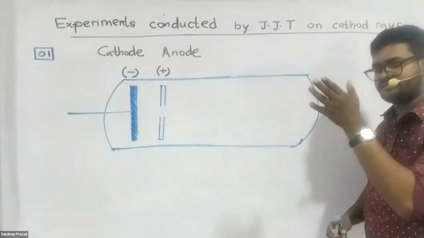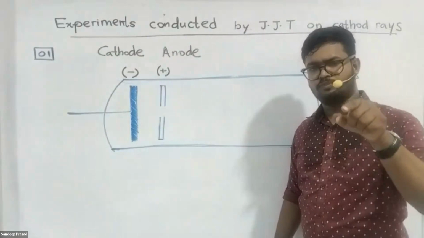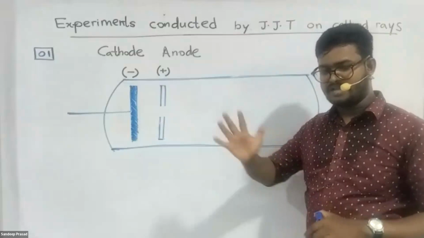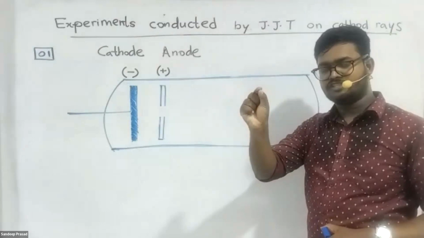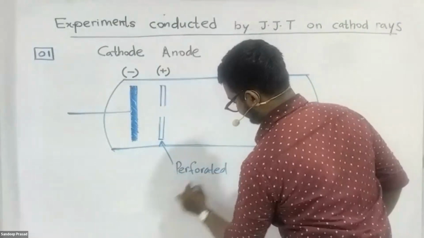Let's see. So this is actually a perforated anode. What does perforated anode mean? Perforated anode means at the center, we have a hole inside the anode. Just imagine, the anode is a metal plate, a circular metal plate. So at the middle of the circular metal plate, we have a hole. So that's why we are giving a perforated anode. So I will write here: perforated anode. That means at the middle we have a big hole.